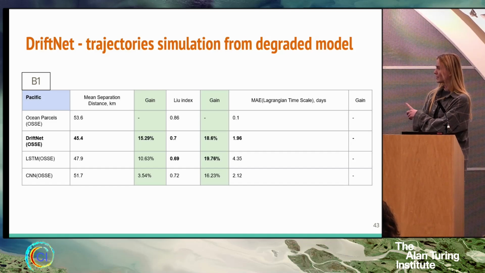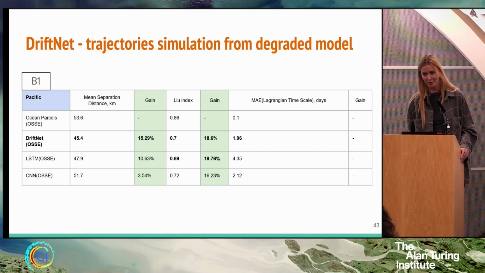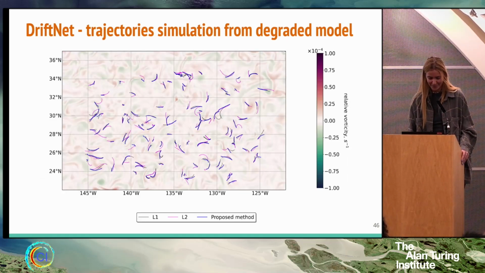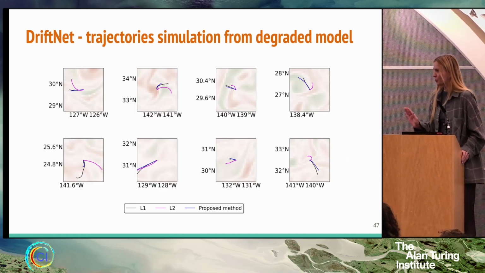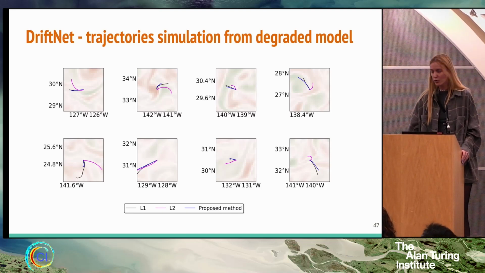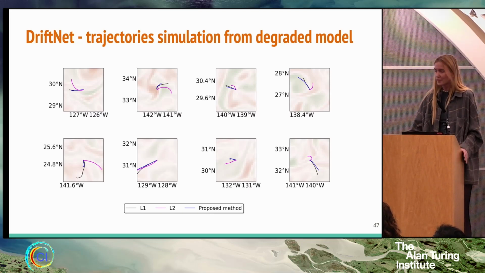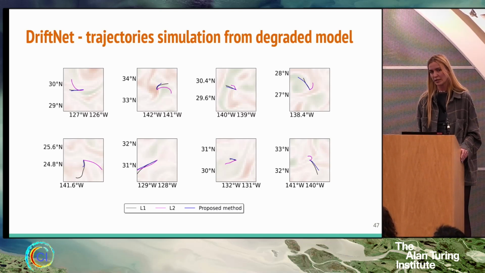The discrepancies in Lagrangian timescale, I don't have time to explain right now because I see that I only have 2 minutes left, okay, but don't hesitate to ask me after. Just to give you an intuition about what the trajectories look like: the L1 is the ground truth, the L2 is the Ocean Parcels baseline, and the blue line is the proposed method, DriftNet. As you can see, in most cases, DriftNet is consistently outperforming the baseline.